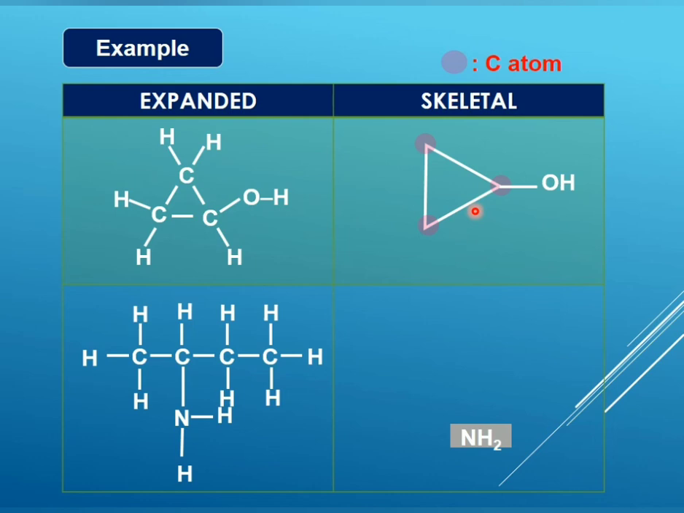Next, for a 4 carbon chain, we can use a zigzag line. Make sure the number of carbons in the zigzag line is correct. One line is used to show the bonding between 2 carbons. So there are 4 carbons, so it can be represented by 3 lines. And we have an amino functional group attached to the second carbon.